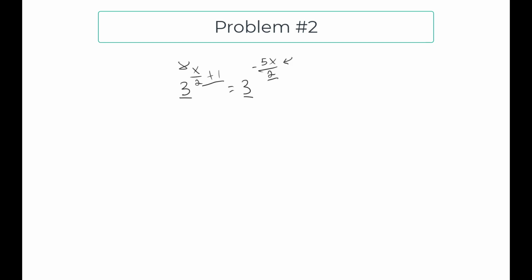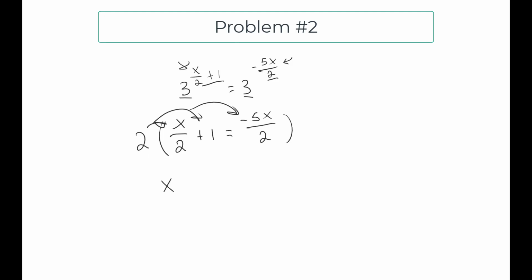So let's go ahead and set our exponents equal to each other, where we have x over 2 plus 1 is equal to negative 5x over 2, and we're just going to solve for our x. I see that I have 2 in the denominator on both sides. I'm going to multiply the entire equation by 2 so I can get rid of those denominators, and you can see that I'm going to distribute the 2 in, and that's going to leave me with x plus 2, which is equal to negative 5x.